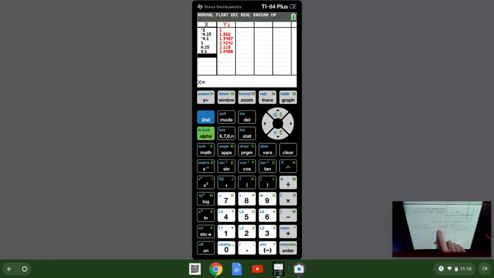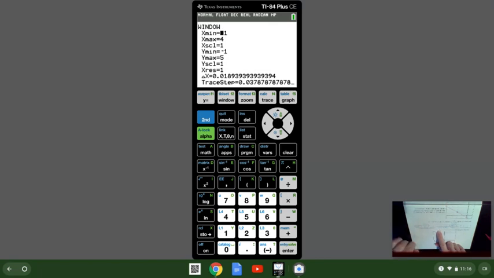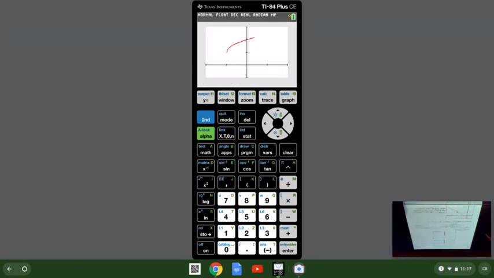Now let's verify this graphically. I'm going to go to my window, and let's see, I am at an x min of negative 2, an x max of 2, and I'm going to leave my x scale alone. Y min of negative 1 is okay. Y max of 3. I'm going to graph, and I'm going to sketch this right onto my notes.